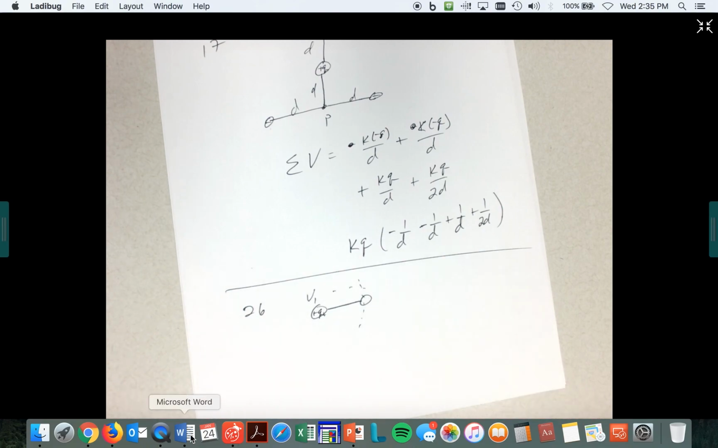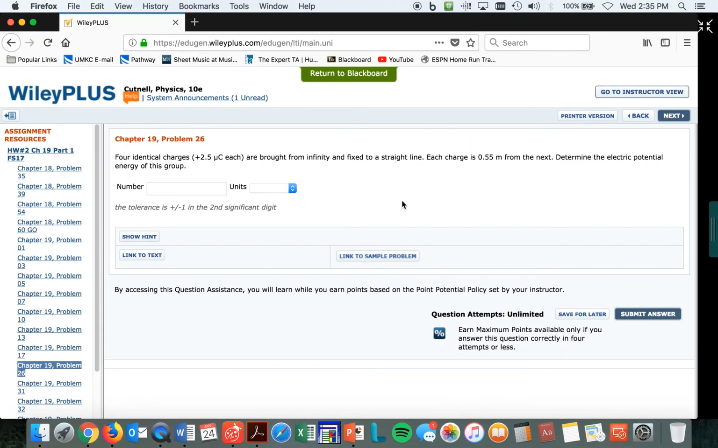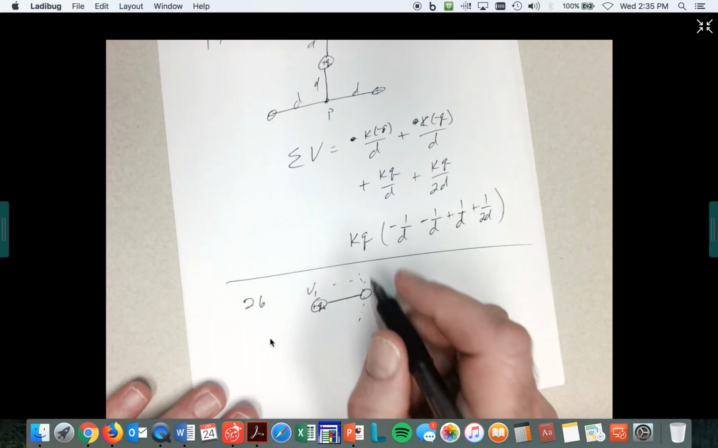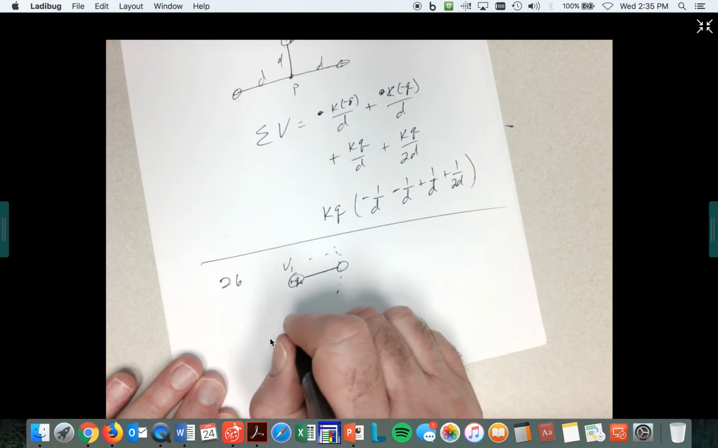Are we going to need the electric potential energy or the electric potential? Okay, determine the electric potential energy of this group. This is way cool. I had to read the problem again. So what's happening here? Let's draw a bigger picture.